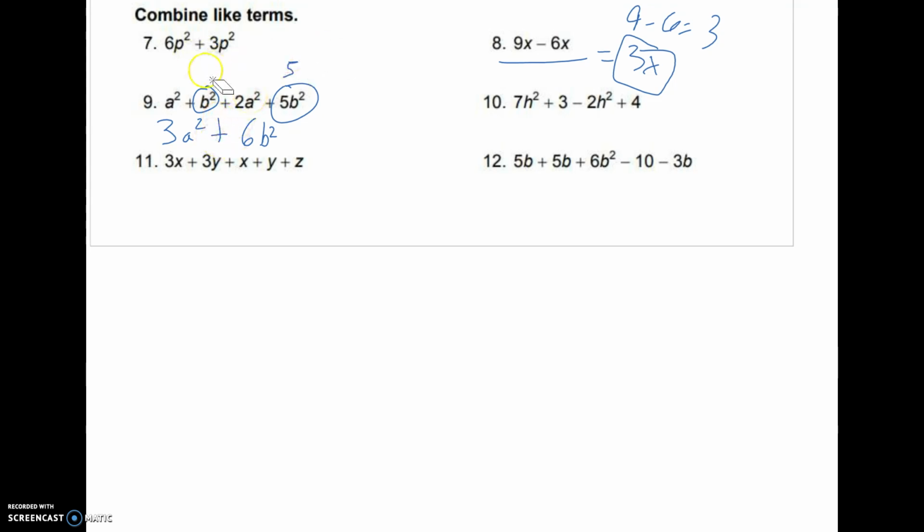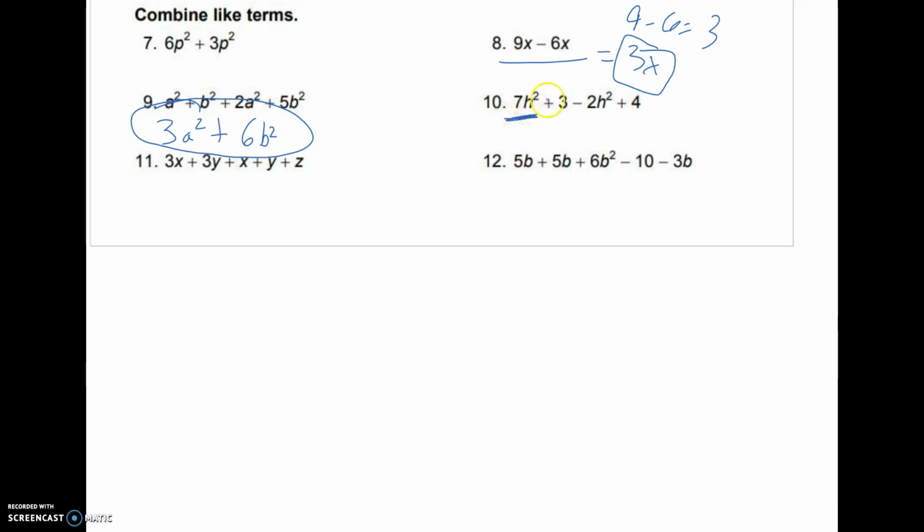Are there any more like terms left over from my new expression that I can combine? There are not, because a and b are different variables. Yes, they have the same exponent, but both the variables and the exponents have to be the same. So this is as far as I can go. That's my answer.